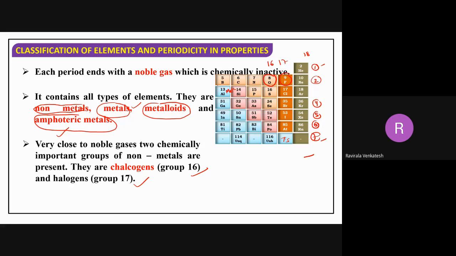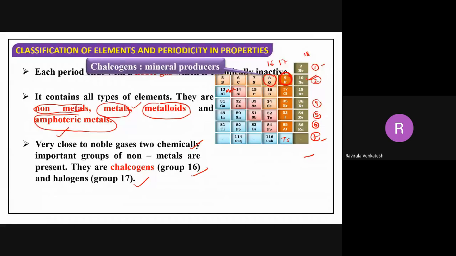Now these have high reactivity, since they are near to the zero group elements. Why? Because for fluorine, if it gains one electron, what type of configuration will it get? Neon configuration, the octet or noble gas configuration. For getting that stability, it gains the electron immediately. That is the reason it has high reactivity. So they are very close to the noble gas.